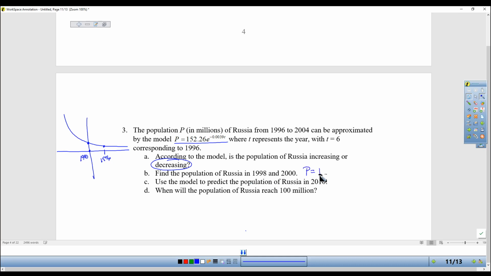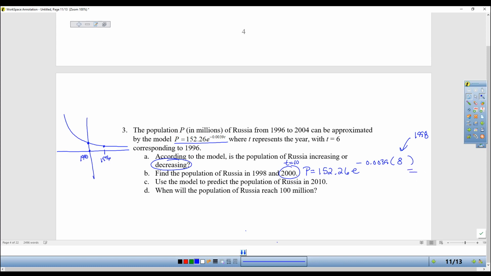And you can do this on your calculator. 152.26 e to the 0.0, there's 2 zeros there, be careful. And then you would just plug in, but what number? Not 1998. Remember, this population model has T is equal to 6 is 1996, so T is equal to 8 would represent 1998. And this would be T is equal to 10. So be really careful there.